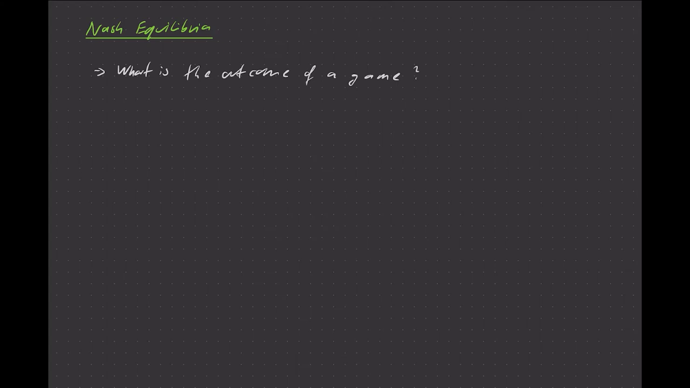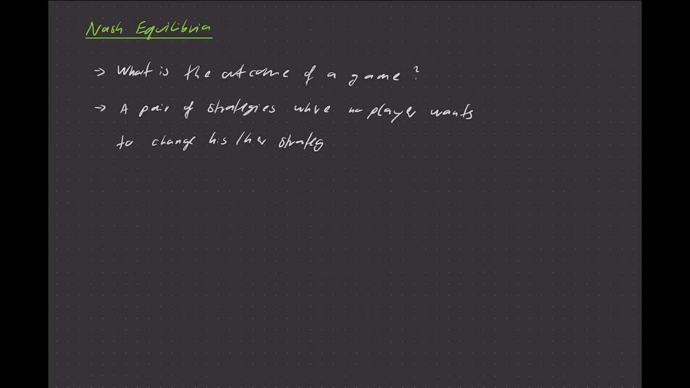So what is the outcome of a game? And Nash's answer to this is the outcome of such a game could be a point where both of the players are satisfied in the sense that they do not want to change to some other strategy unilaterally. Now, as I said, let's first consider the example of Prisoner's Dilemma.